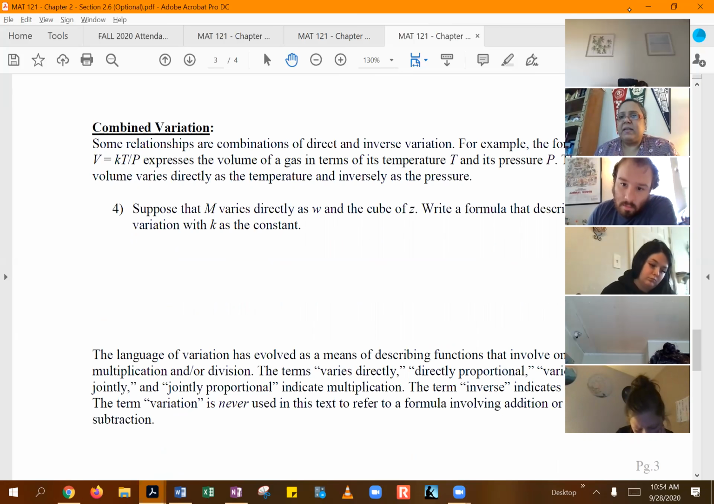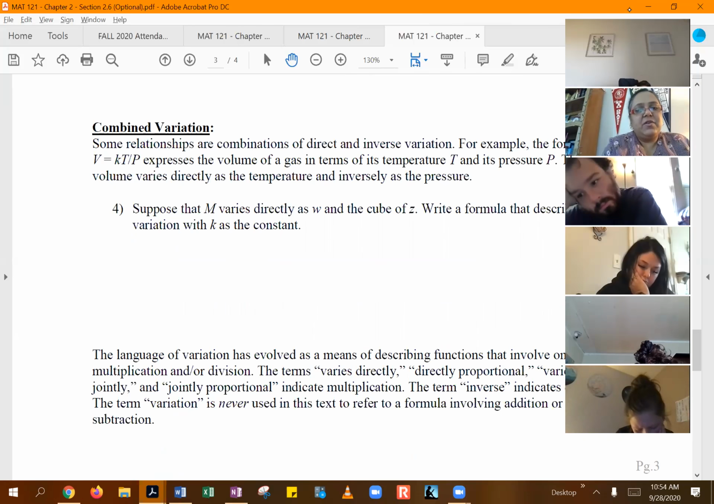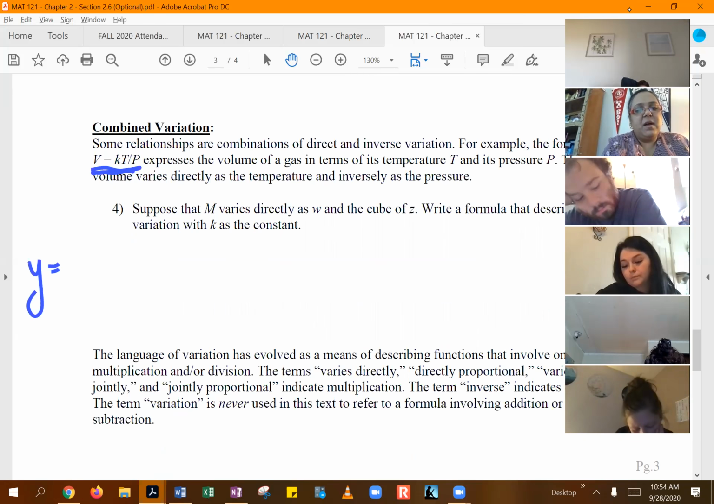Combination or combined variation basically means you can combine inverse and direct together into the same equation. So you can see how that relationship ends up looking. It's kind of like you have one variable that's being multiplied, one variable that's being divided. So this is a combination of both inverse and direct variation put together.